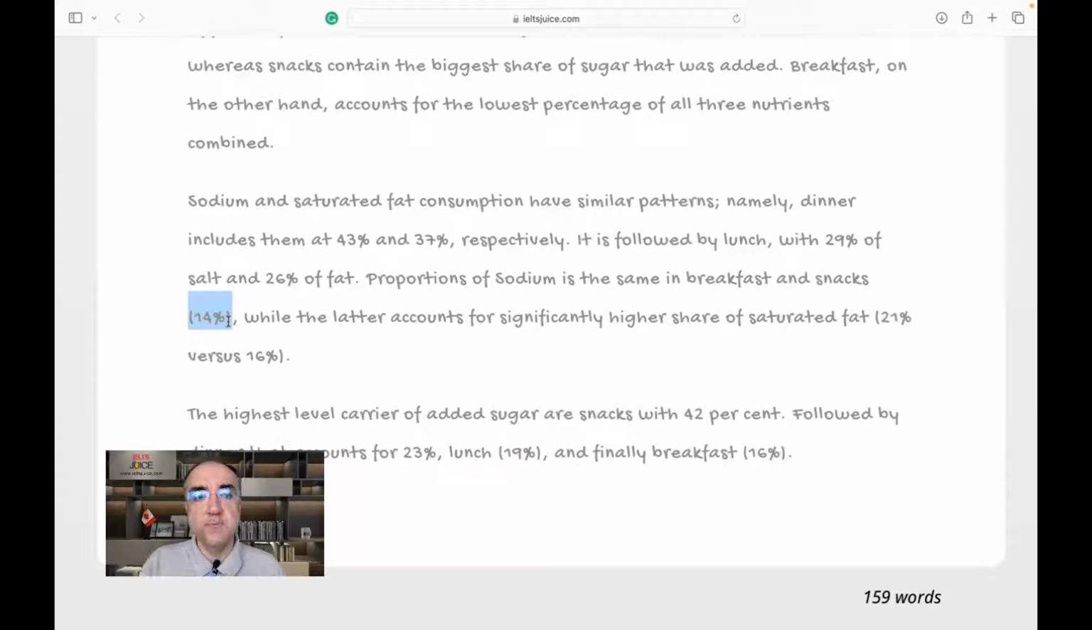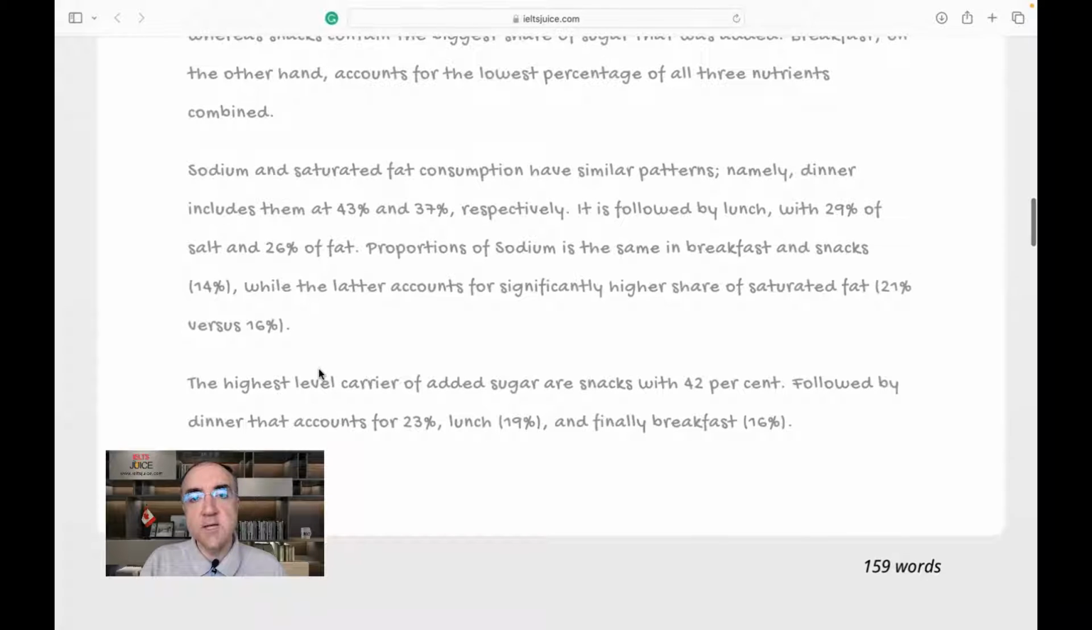Variety matters. While the latter accounts, I like this, while the latter accounts for a significantly higher share. Share is a countable noun. We need the indefinite article a here, of saturated fat, 21% versus 16%.